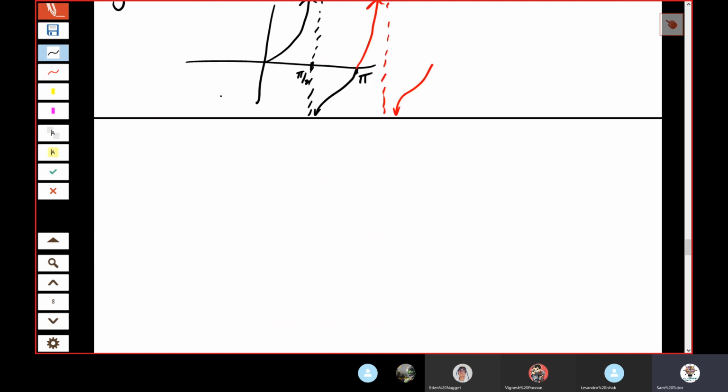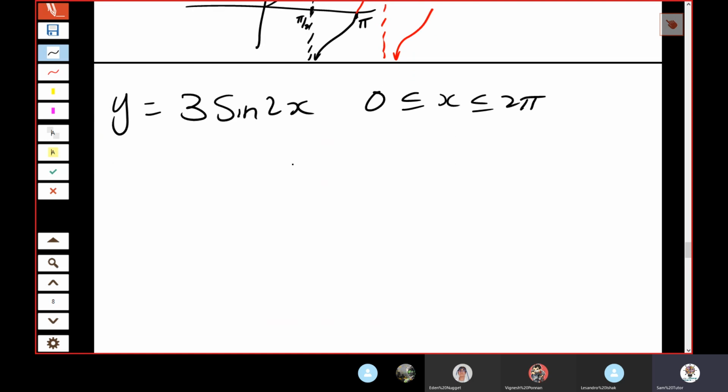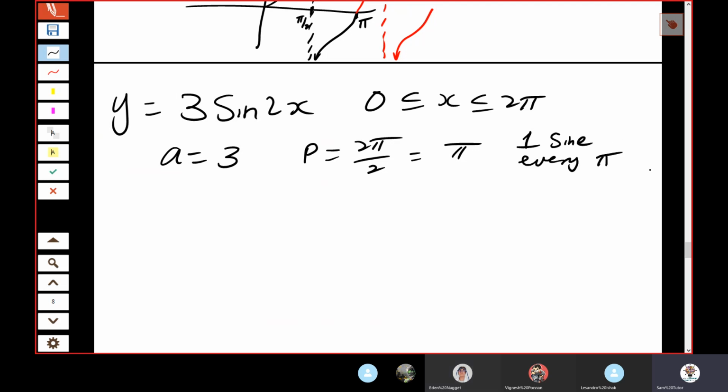So if I ask you guys now to go ahead and draw this, that might look scary, and you've got to draw it from 0 to 2 pi. It looks scary, but this is how I interpret it. Amplitude equals 3. Period equals 2 pi on 2, which equals pi. So I know my sine, I see one sine every pi. It's the way you interpret this. One sine every pi. What's one sine look like?